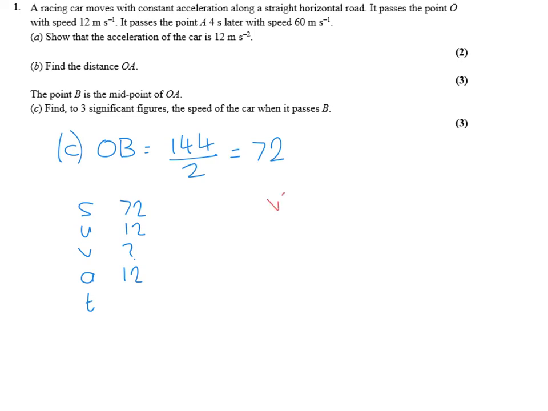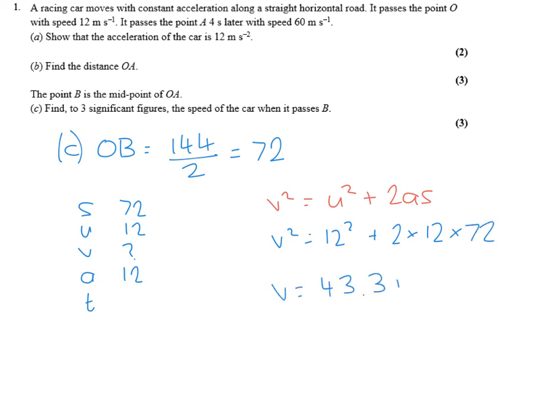Same formula again. V squared equals U squared plus 2AS. So V squared is 12 squared plus 2 lots of 12 times 72, which will give you V equal to 43.3 metres per second.